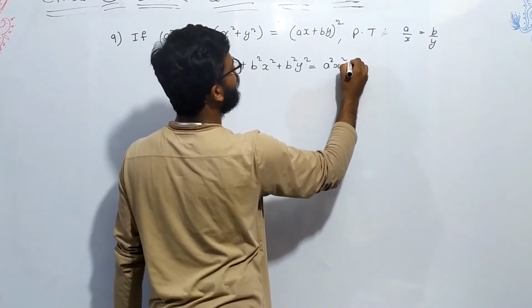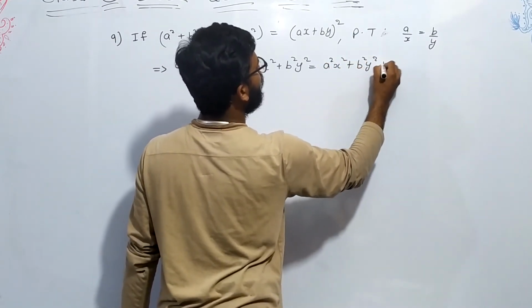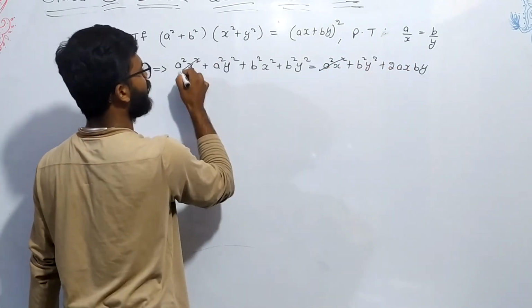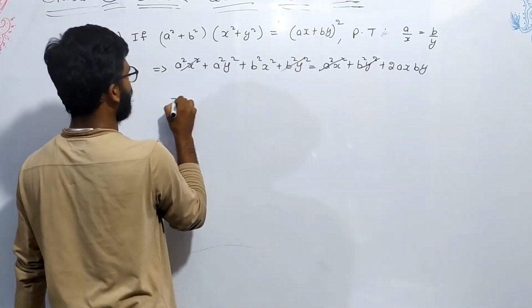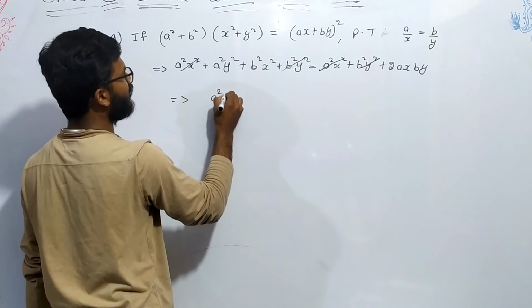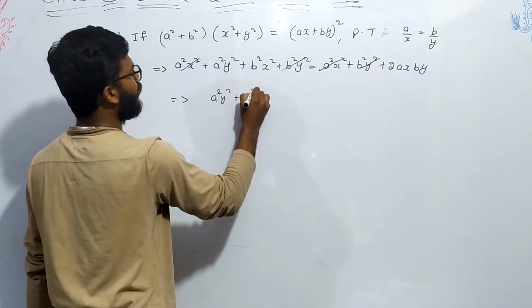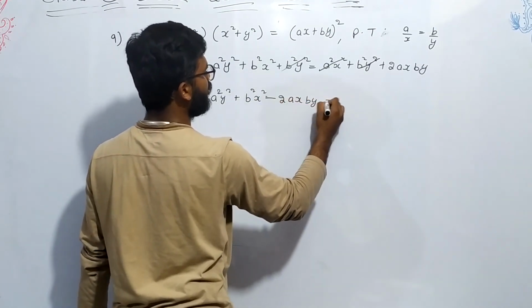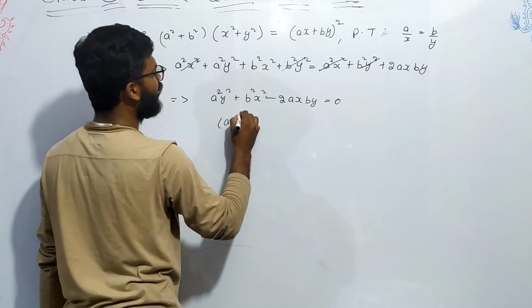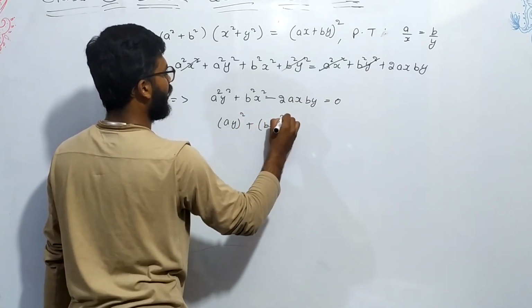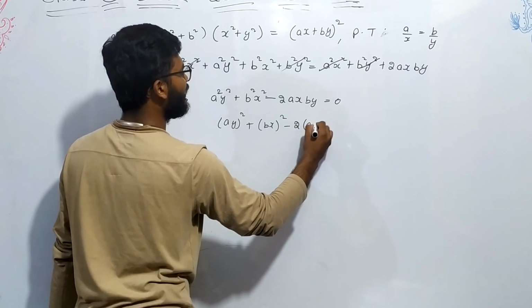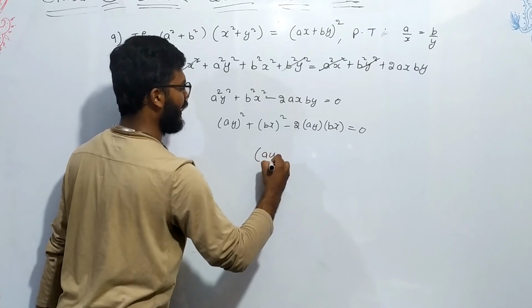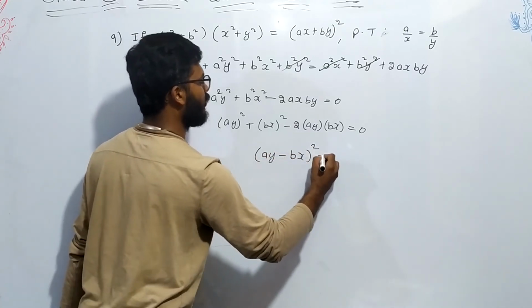which is nothing but a²x² + b²y² + 2ax·by. So here a²x² and a²x², b²y² and b²y² cancel. Now everything will come to this side. What will it become? a²y² + b²x² − 2axby is equal to 0. Now you can write it in the form of a²y² + b²x² − 2·ay·bx, right? So that is (ay − bx)² is equal to 0.